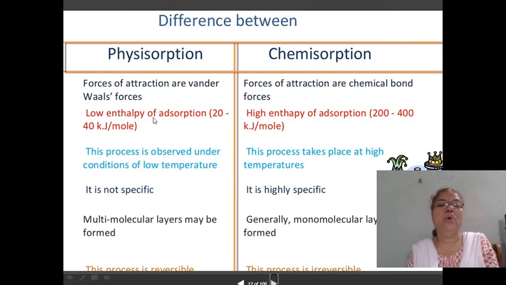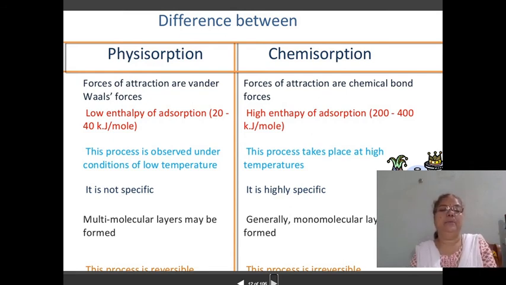Then here the low enthalpy of adsorption, and it is between 20 to 40 kilojoule per mole. And here, in chemisorption, the high enthalpy of adsorption, and it is between 200 to 400 kilojoule per mole. Here the enthalpy of adsorption means while the adsorption phenomenon occurs, at that time the heat is evolved, that is the enthalpy of adsorption.